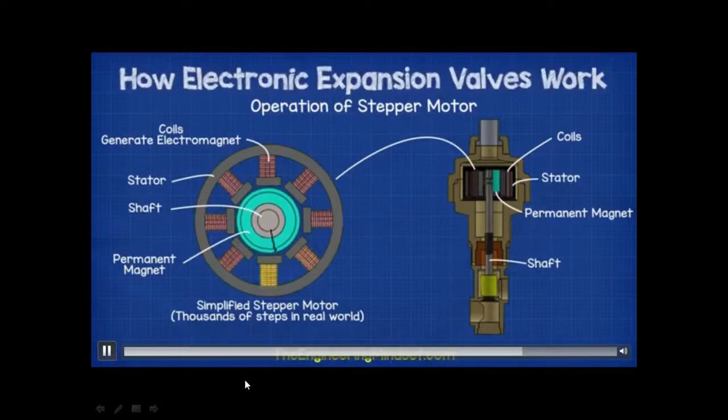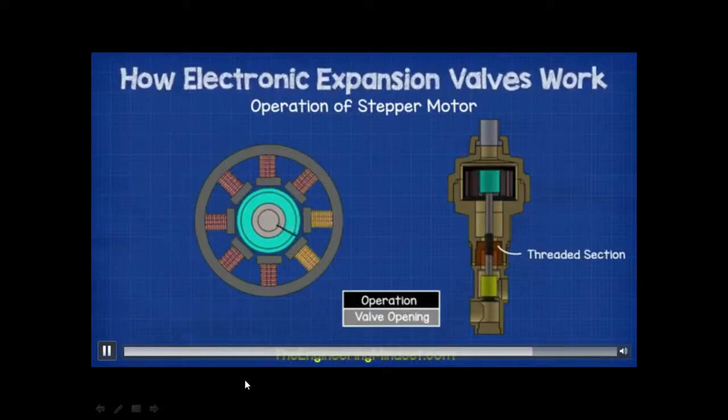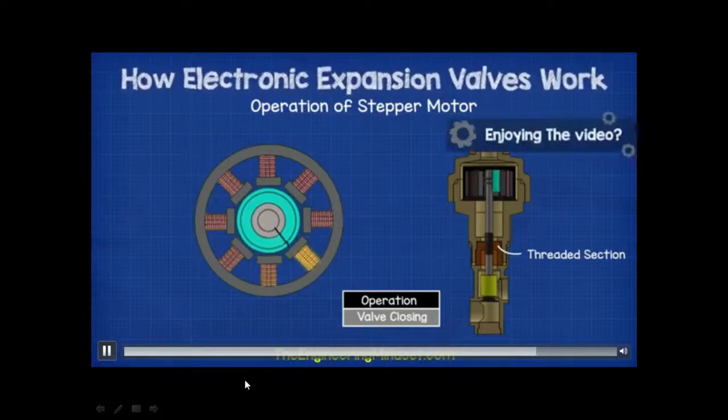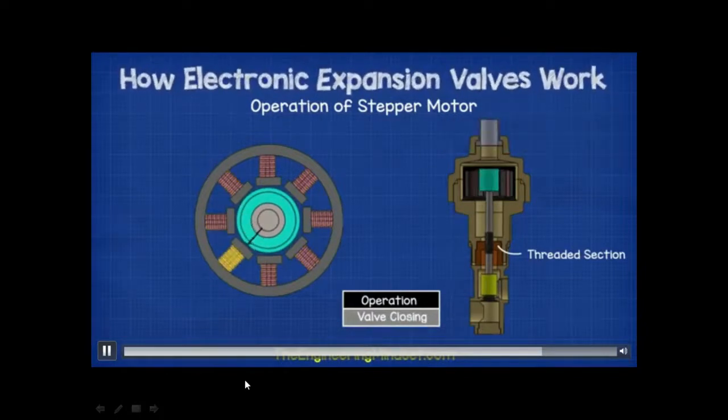Each time a signal is sent, the permanent magnet will rotate a fraction of a revolution to provide very accurate adjustments to the superheat. The shaft, which is connected to the permanent magnet, will also rotate, and as it does so, the threaded section inside the holder will cause the assembly to be pulled down. As the assembly is pulled down, it will cause the valve needle to reach the seat, reducing the gap between and restricting the flow of refrigerant.